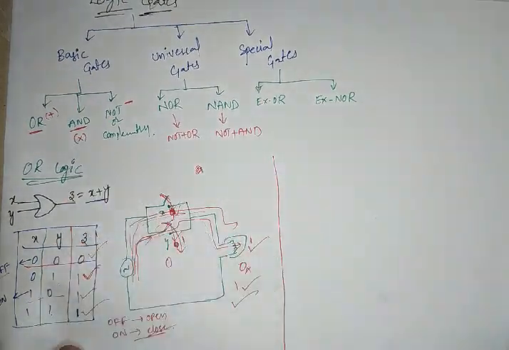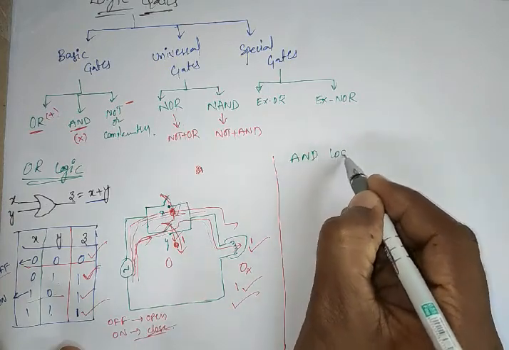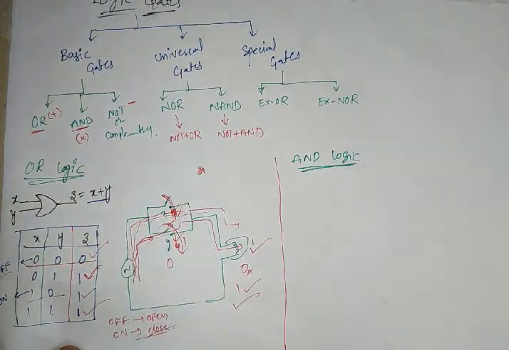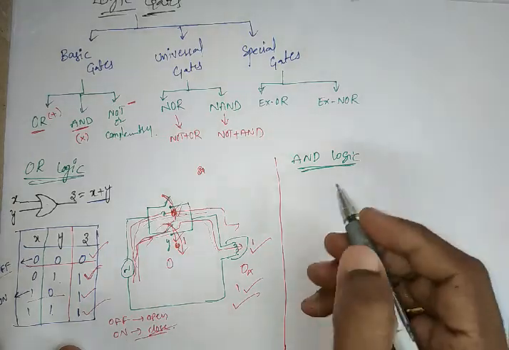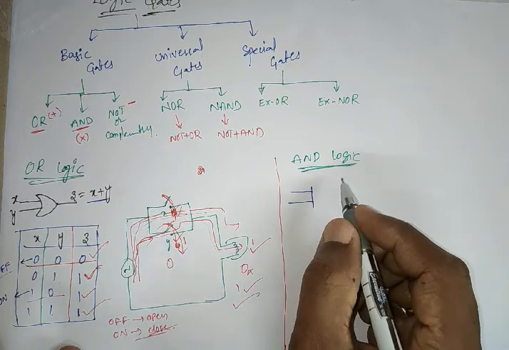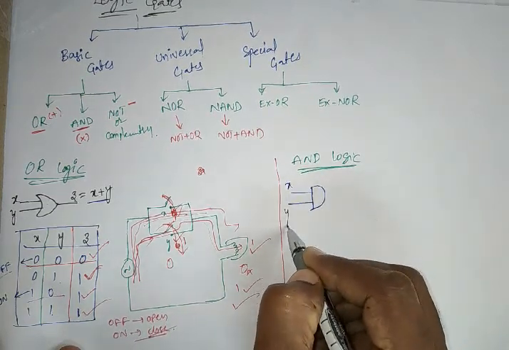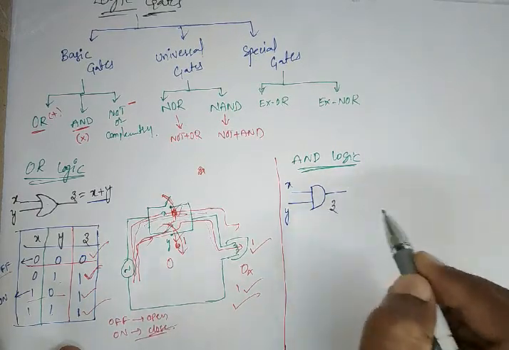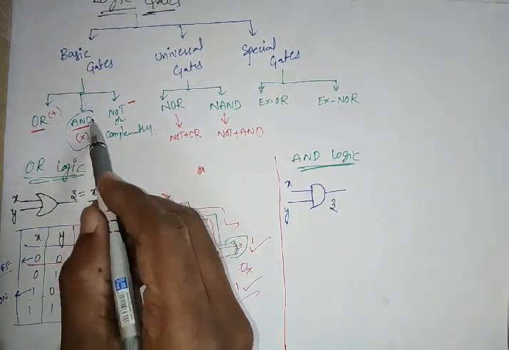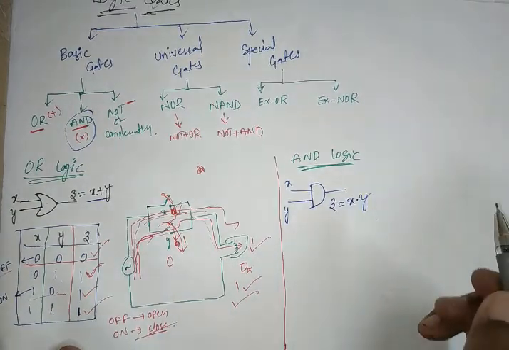Next one is the basic gates. Next gate is the AND gate, AND logic. Here the symbol representation is like this. Here the inputs are the same, X and Y. Here Z is the output. AND means product. So Z is equal to X into Y.